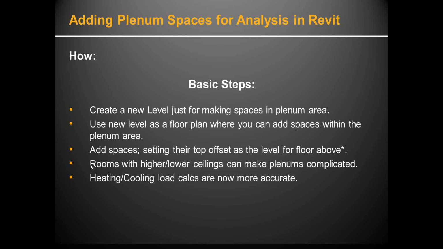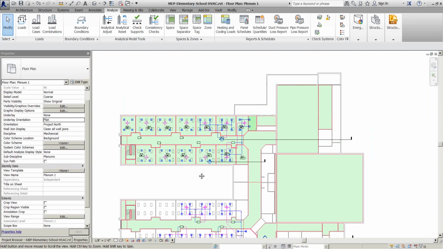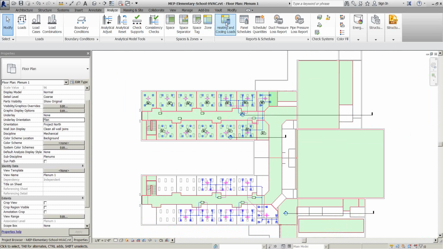Just know that rooms with higher or lower ceilings can make it a little more complicated. Let me go ahead and run a calculation. Coming back to Revit, I haven't added these spaces, but I'm going to run the calculation. Anyway, I have heating and cooling loads. Now my tooltips are showing up, at least on this monitor. They were not showing up earlier. Hopefully you can see the tooltip when I hover over the command.